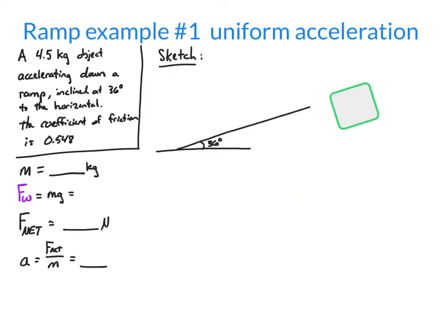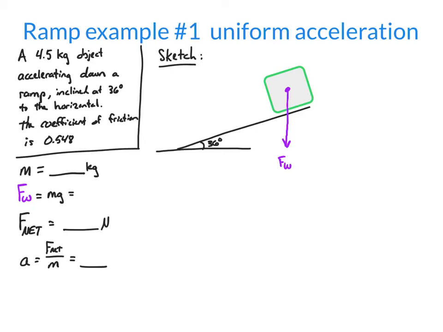Hello, physics students. In this ramp example, we're going to take a 4.5 kilogram object, accelerate it down a ramp the whole way, and then we're going to use the coefficient of friction of 0.548 to find the acceleration. So to do this, we need to start labeling some forces. We know the weight force is straight down. Gravity is always angled that way.